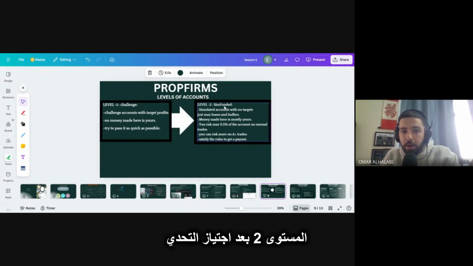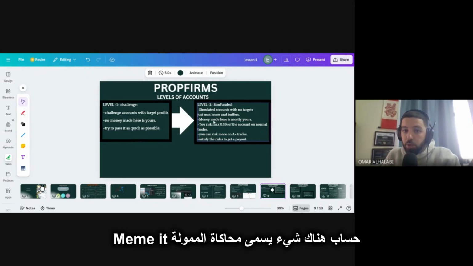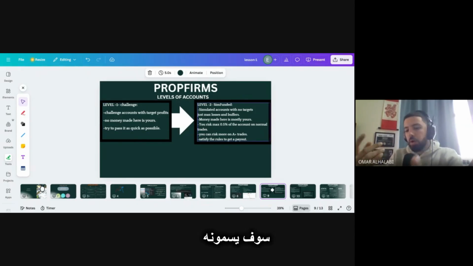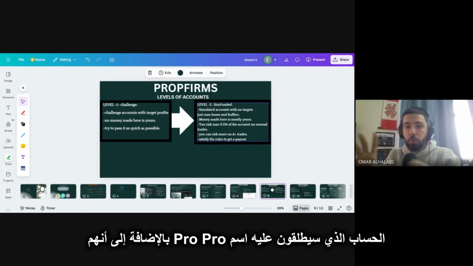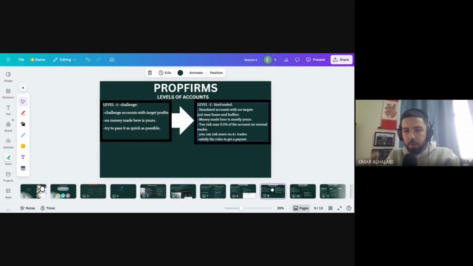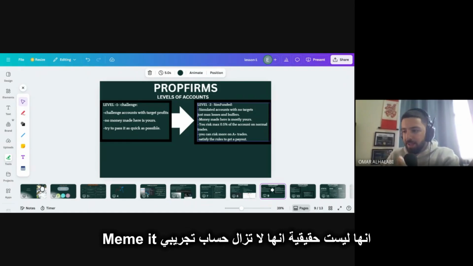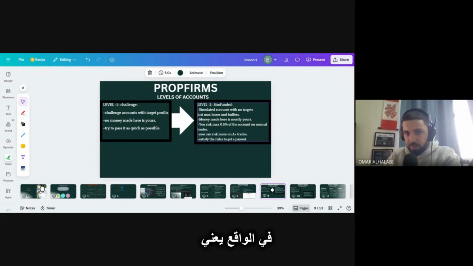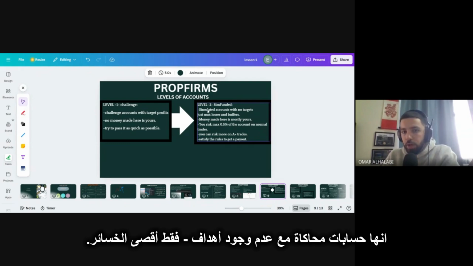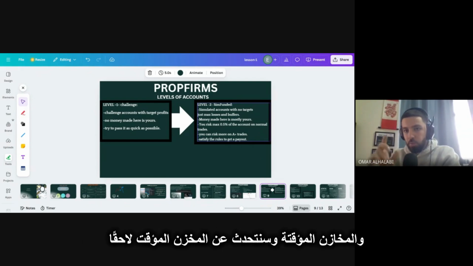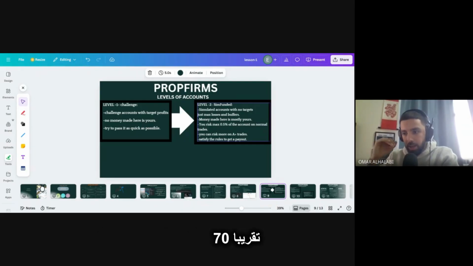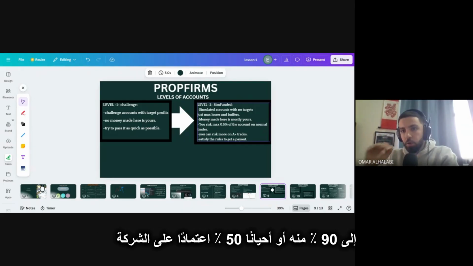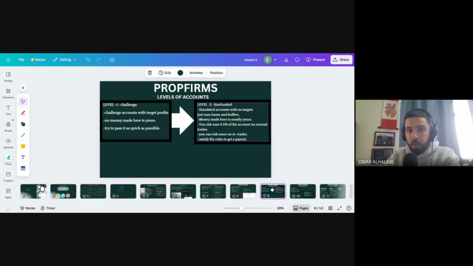Okay. Level 2, after you pass the challenge account, there's something called the simulated funded. They're going to call it funded next account, funded account, or pro plus. You'll find a lot of names, but simply it is simulated but funded. Why is it simulated? Because it's not real. It's still a demo account in reality. It's a simulated account with no targets, just max losses and buffers. And we're going to speak about buffers later. The money made here is mostly yours. You're going to take approximately 70 to 90% of it, or sometimes 50%, depending on the company.